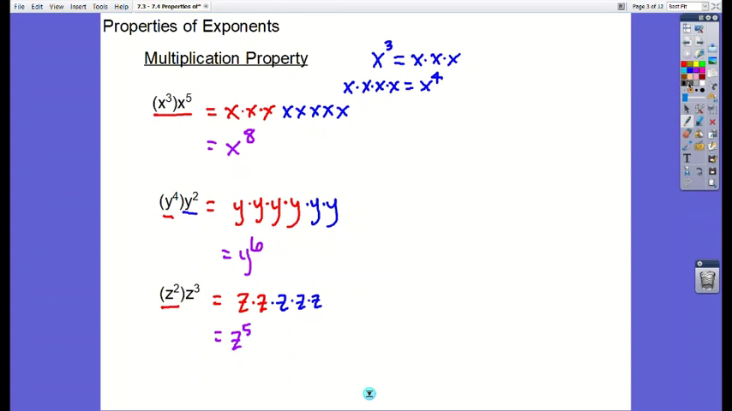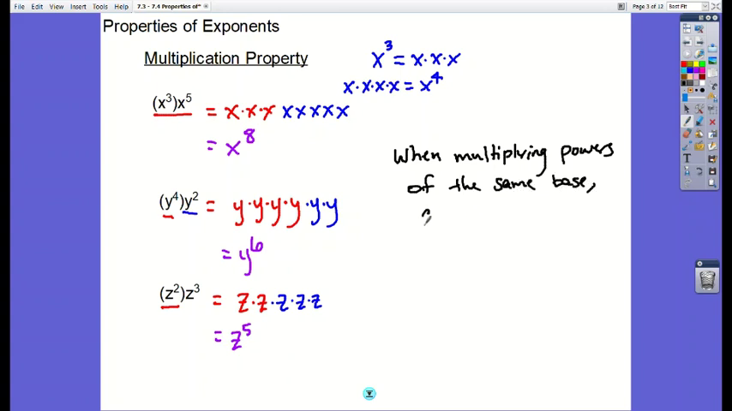What we have is our multiplication property, and we can say this: when multiplying powers of the same base, you're going to add the exponents. Let's double check this. 3 plus 5 is 8. 4 plus 2 is 6. 2 plus 3 is 5. So this property does work out.